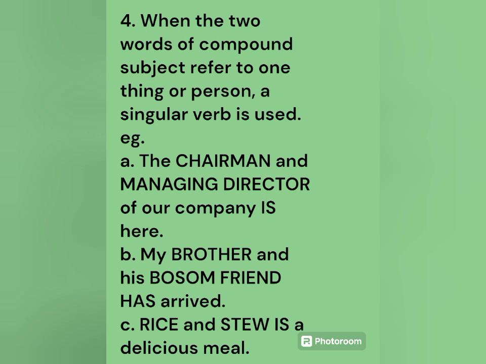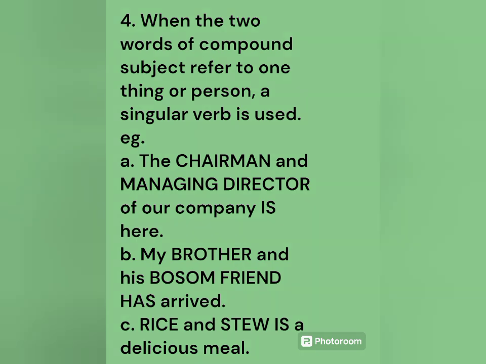The second sentence is my brother and his bosom friend has arrived. My brother is the same as his bosom friend. That's why it goes with has. Rice and stew is a delicious meal. Rice and stew here are not two different things. It means one meal. That's why it goes with the verb is, a singular verb.